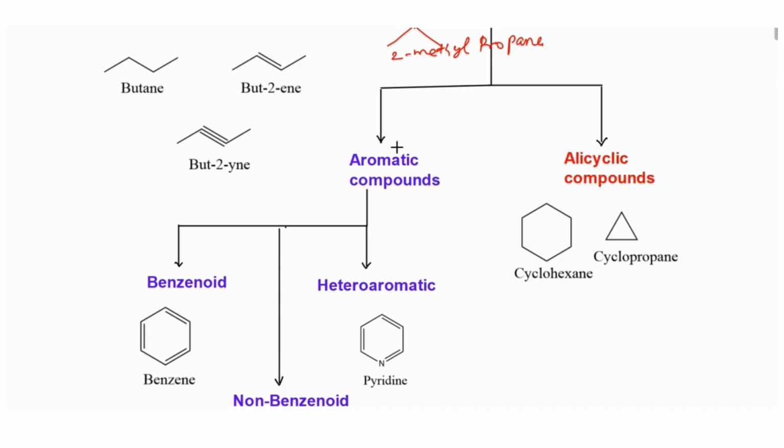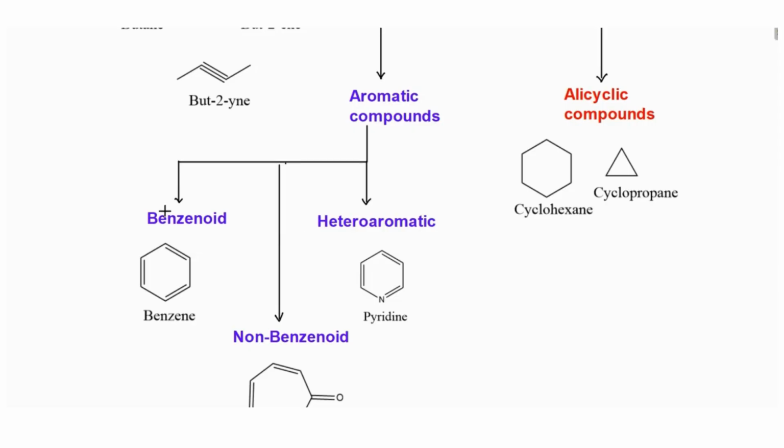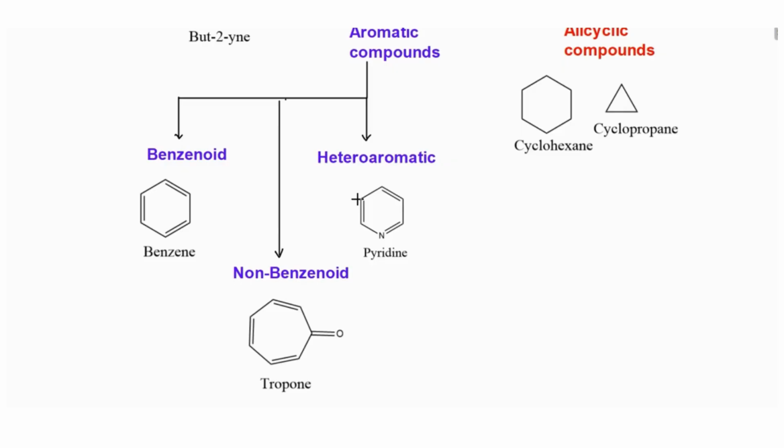Now come to the category of aromatic compounds. This may be further divided into three categories: benzenoid, non-benzenoid and heteroaromatic. You see, this is a benzenoid. The example is benzene. This category mostly contains benzene as the parent structure. This parent moiety benzene will be present. Such compounds are called benzenoid, and these are also aromatic in nature, which we should remember. We can learn more about aromatic and non-aromatic compounds in the forthcoming topics.